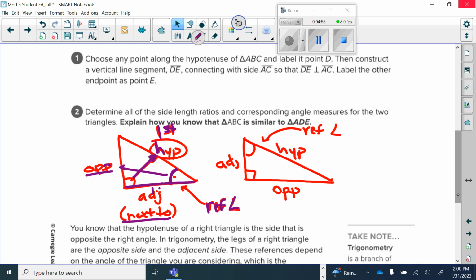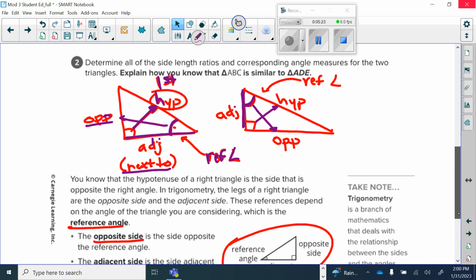Now let's say we switch it and make this the reference angle. Again, we name the hypotenuse first, and now this side is next to the reference angle, so that's the adjacent side. And that side becomes the opposite side. So if you notice here, the hypotenuse does not change. Hypotenuse is always hypotenuse. But what can change is what side you call the opposite and which you call the adjacent, depending on where the reference angle is.